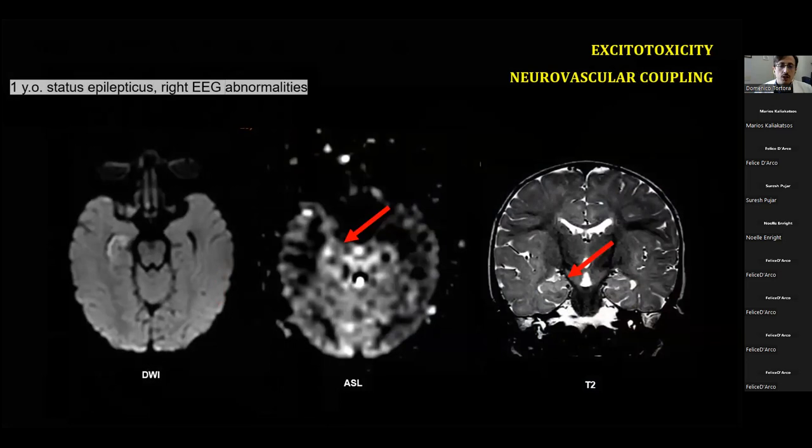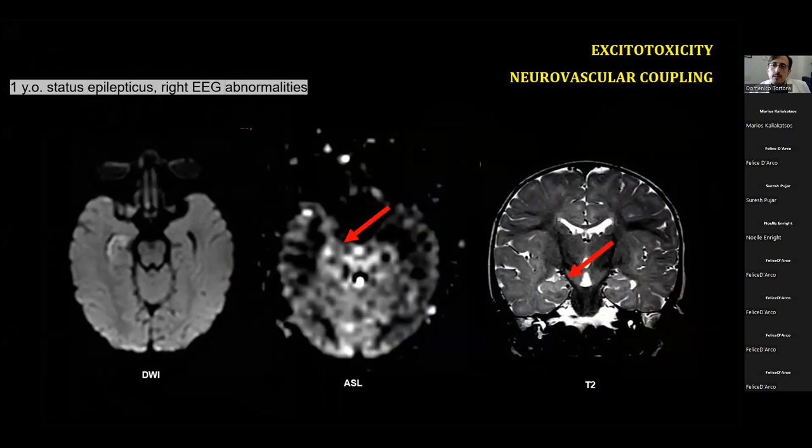Another important concept is that these two mechanisms, the abnormalities of neurovascular coupling and the excitotoxicity, are in many cases linked. In fact, it's possible to see changes on DWI sequences, which are considered related to a mechanism of excitotoxicity, and in the same region of the brain we may also see the hyperperfusion, of course, during the post-ictal or early post-ictal stage of the seizure.